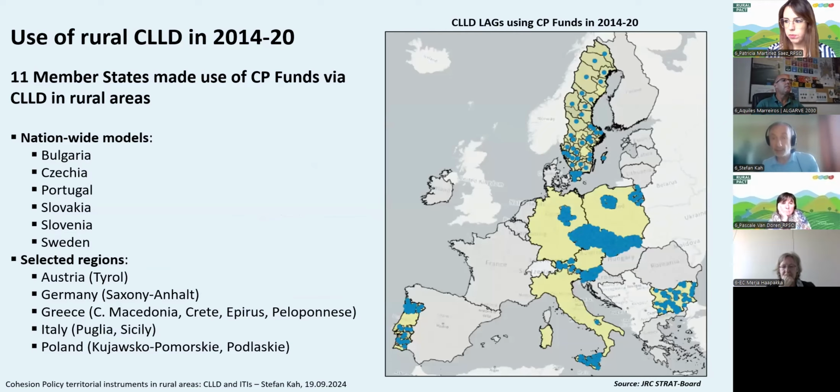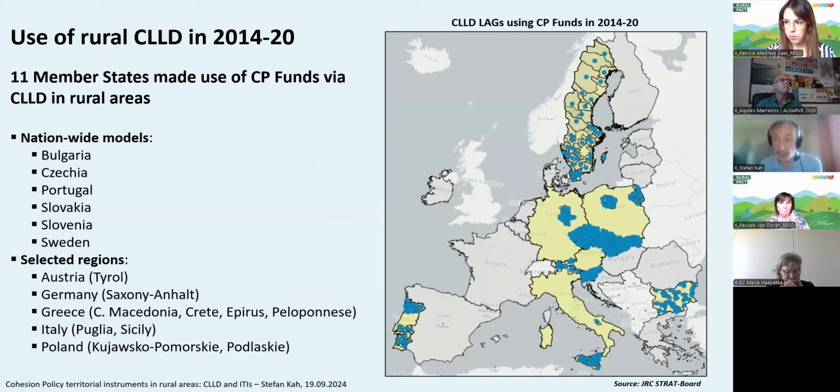Next slide, please. Here you can see a map. This is from the Strat board that Miriam has mentioned. I saw in the room is also Eleftherios Stavropoulos from the JRC. So this is a very useful source from 2014-20 to see where things were happening, and will be updated for this period. Every blue dot is a local action group.